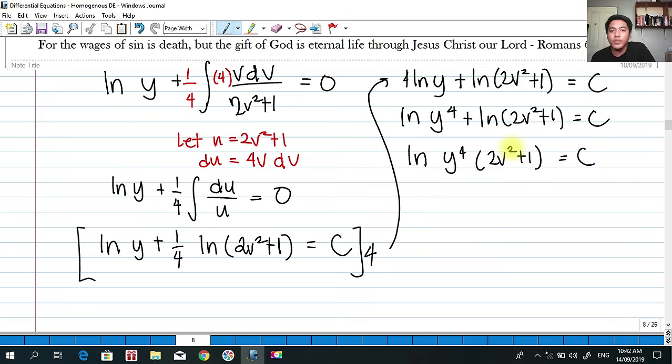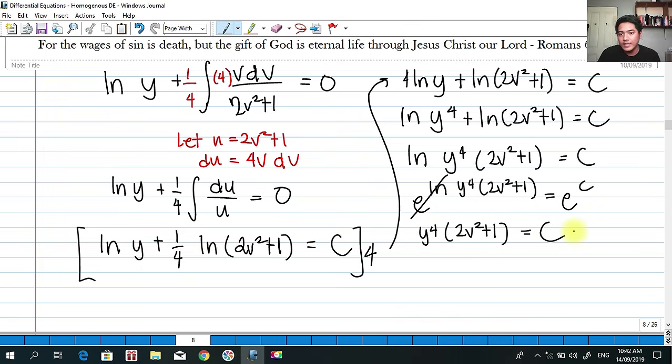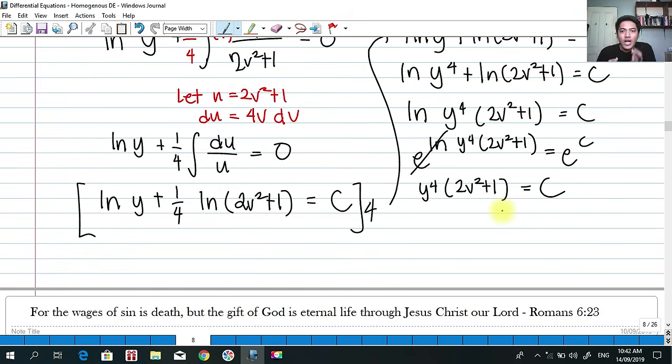And if we are going to eliminate the ln, we must exponentiate. So y raised to 4 times 2v squared plus 1 is equal to e raised to c. We can see that this would cancel, so we are left with y raised to 4 times 2v squared plus 1 is equal to still c. Is this our answer? No, not yet, because it is in terms of v.